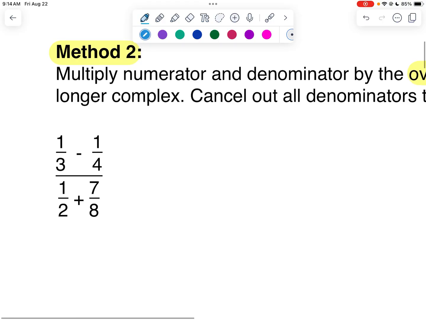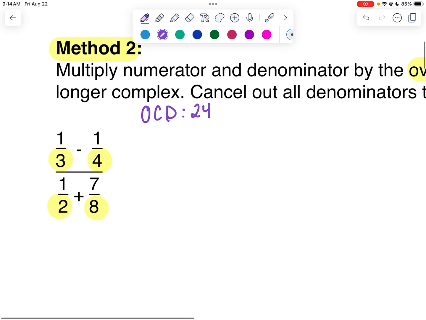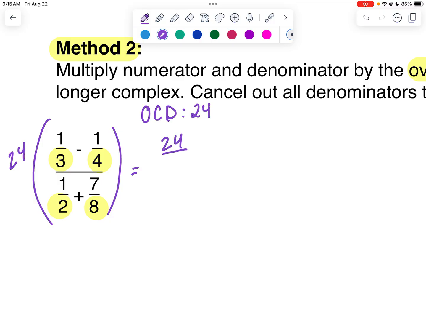Okay, so if I'm looking at all of my denominators, I'm going to find an overall common denominator. It looks like the overall common denominator is 24. Okay, so I'm going to multiply literally everything by 24. And what happens if I do that, we're really doing 24 divided by 3 minus 24 divided by 4 all over 24 divided by 2 plus, oh geez, 24 times 7.